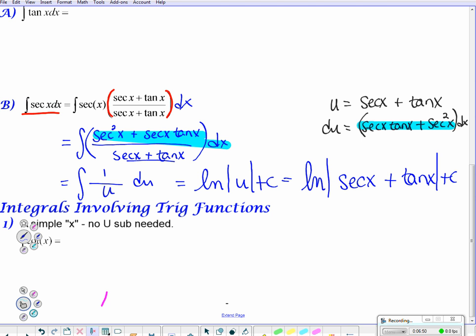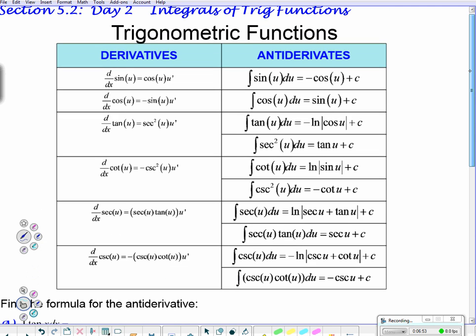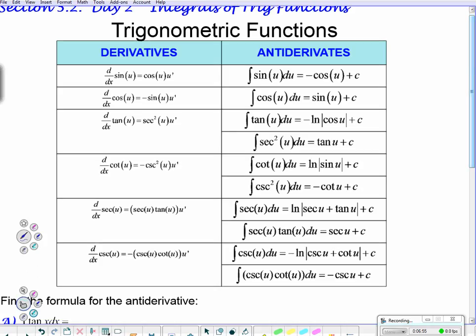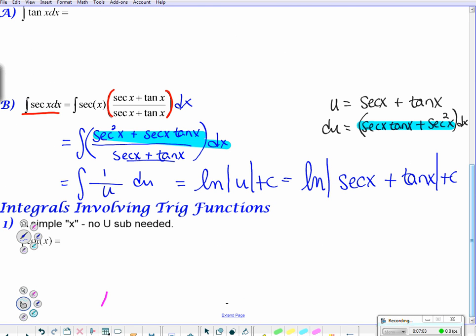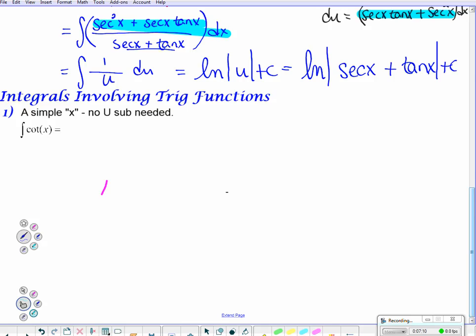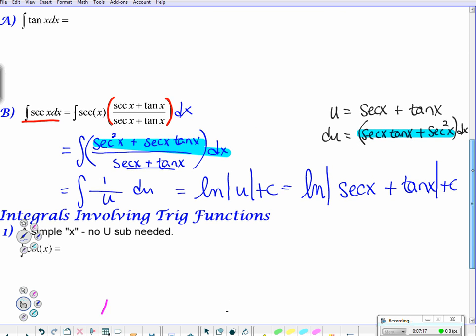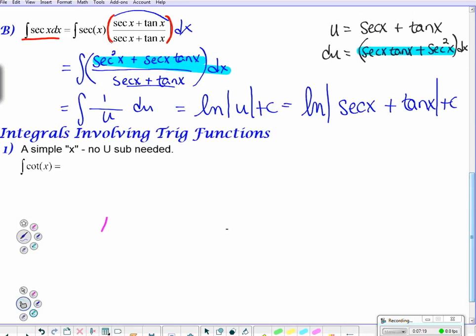And if you sneak back to that chart, you would find where's secant, right there. Natural log, absolute value, secant u plus tangent u plus c. We just proved it out. Now those are a little bit more difficult to memorize for sure, and I think that is something that you're going to want to memorize, because solving that one especially is not the easiest. You would have to remember that this is kind of the trick to get things rolling, multiplying by that.